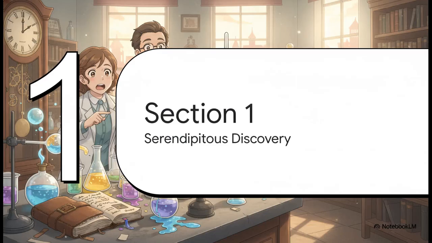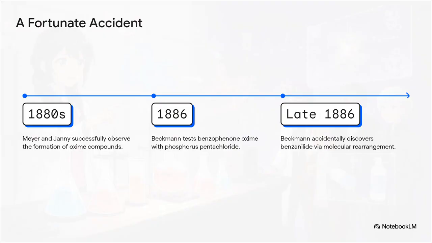Starting off with Section 1, the serendipitous discovery. We're rewinding the clock back to the 1880s to see how a completely routine laboratory test went wonderfully wrong. Now, chemists Victor Meyer and Alois Janny had just discovered oximes, but the real game-changer hit in 1886. Ernst Otto Beckmann was simply trying to find a reliable way to distinguish between aldehydes and ketones. To do this, he tested a compound called benzophenone oxime using a pretty harsh reagent, phosphorus pentachloride.